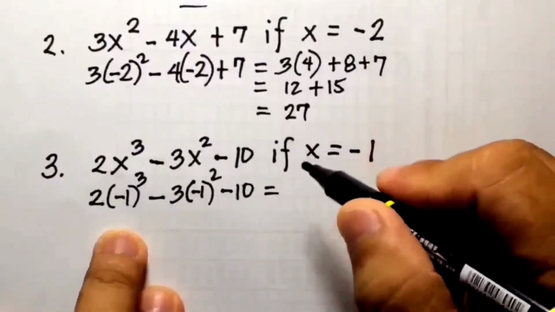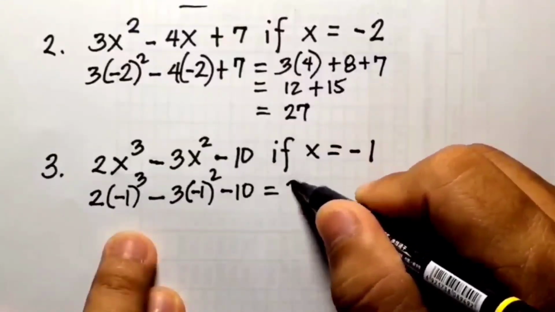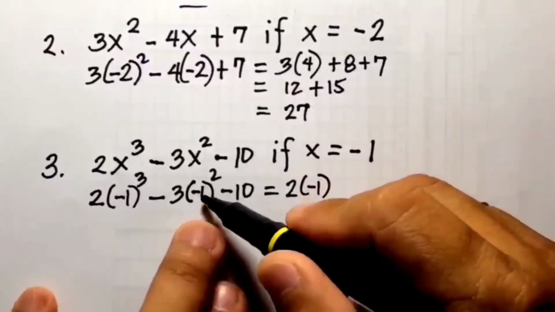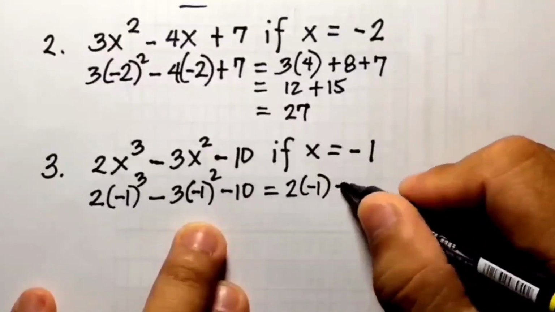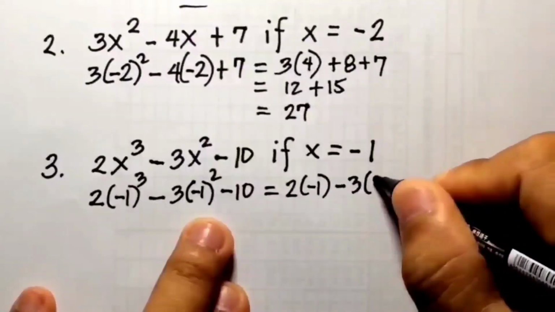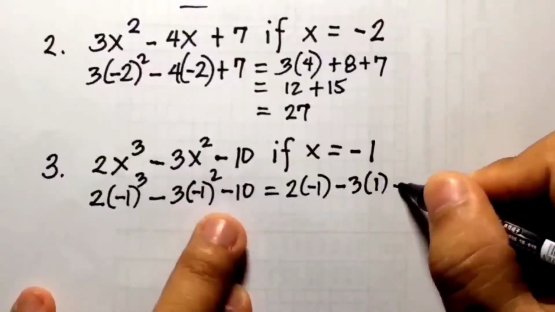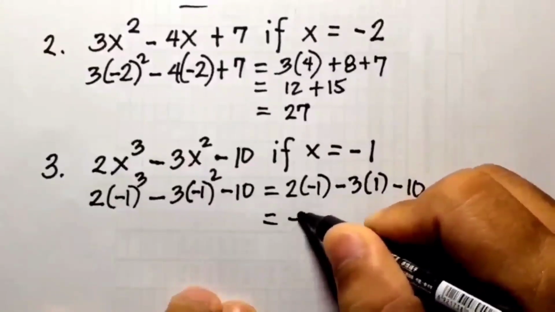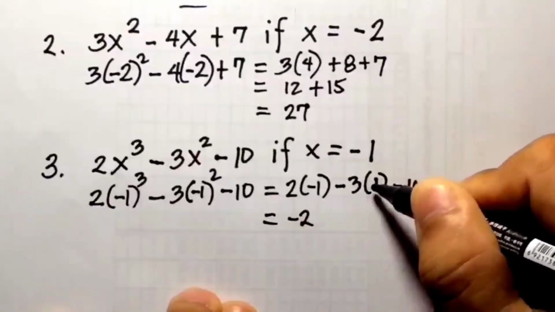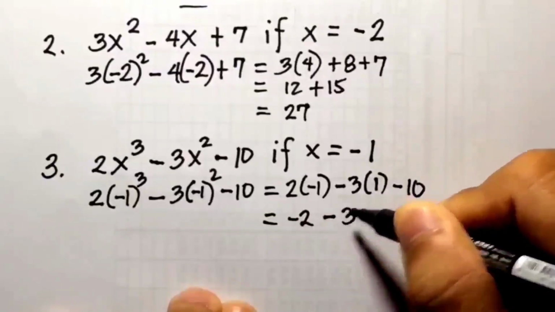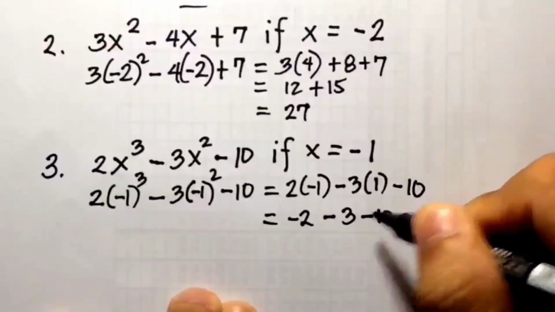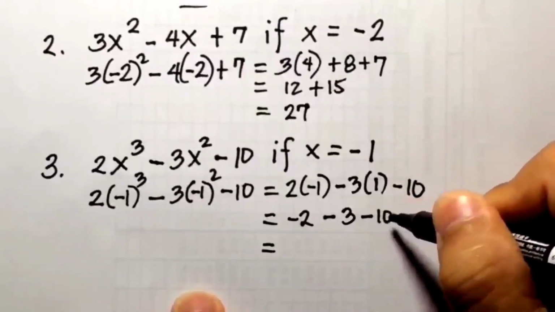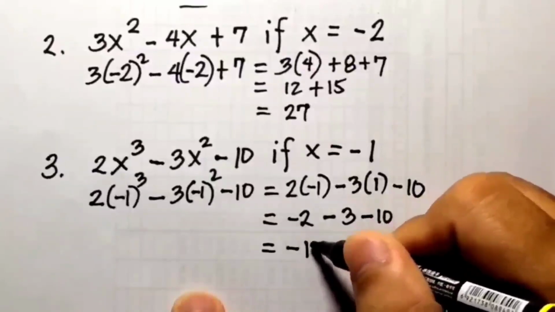1, times negative 1 is negative 1. So we're going to have here 2 times negative 1. Then negative 1 squared is 1, so we're going to have negative 3 times negative 1 squared is 1, then minus 10. Then 2 times negative 1 is negative 2. The negative 3 times 1 is negative 3, so minus 3, then minus 10. The negative 2 minus 3 is negative 5, minus 10, that will be negative 15.